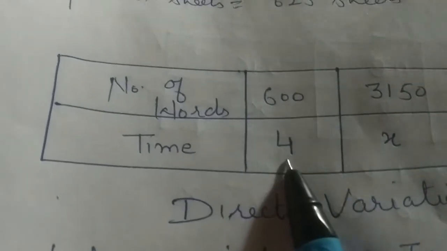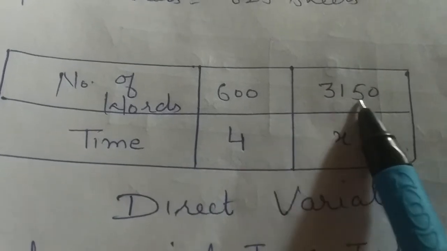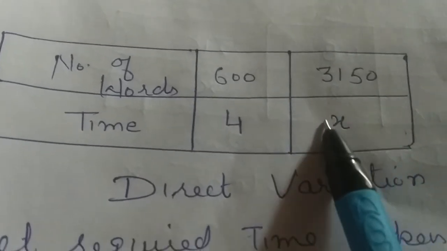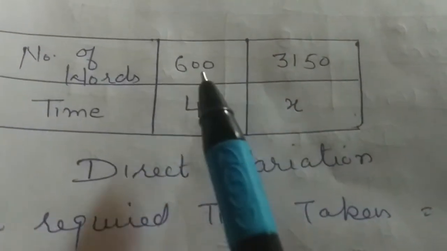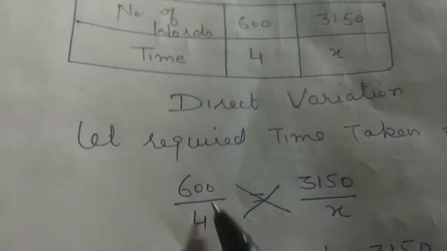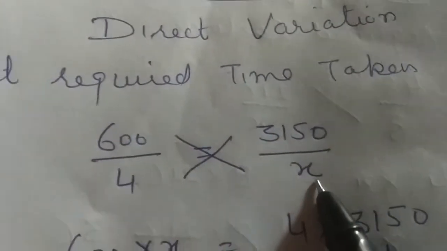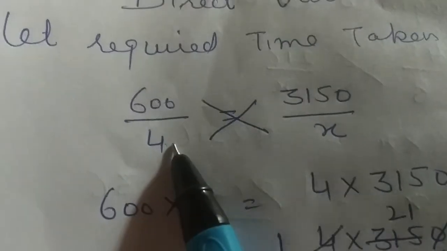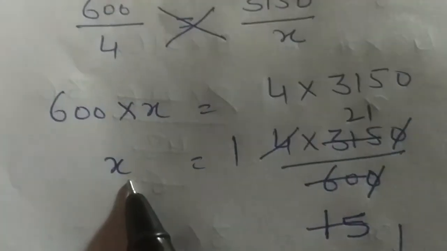600 words in 4 minutes she types, and 3150 words, but we don't know the time here. We have to find the time, so we have supposed x. It is direct variation because if she types more words, she will take more time. Write 600 over 4 is equal to 3150 over x. Cross multiply, 600 by x is equal to 4 multiply by 3150. Then find the value of x.